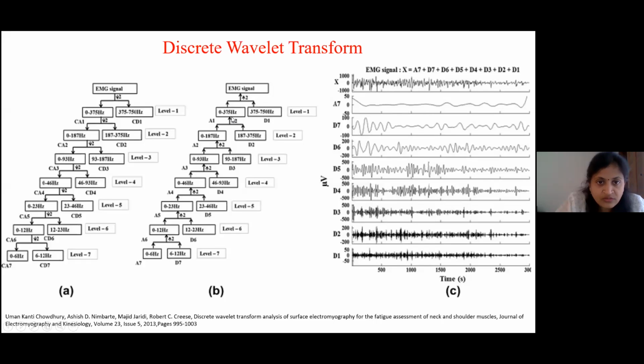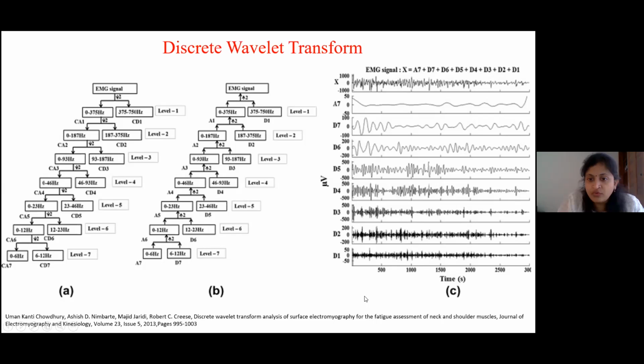See this EMG signal once again. Here this is D1, D2, D3, D4, D5, D6 and D7, and this is the highest. This is 0 to 6 hertz and this is 6 to 12 hertz. You can see that D1 is the 375 to 750 hertz filtering of your signal. This is D2, D3, D4. As we go towards D7, the frequency reduces. So D7 is the 6 to 12 hertz band of the frequency, and A7 is the 0 to 6 hertz of the signal.